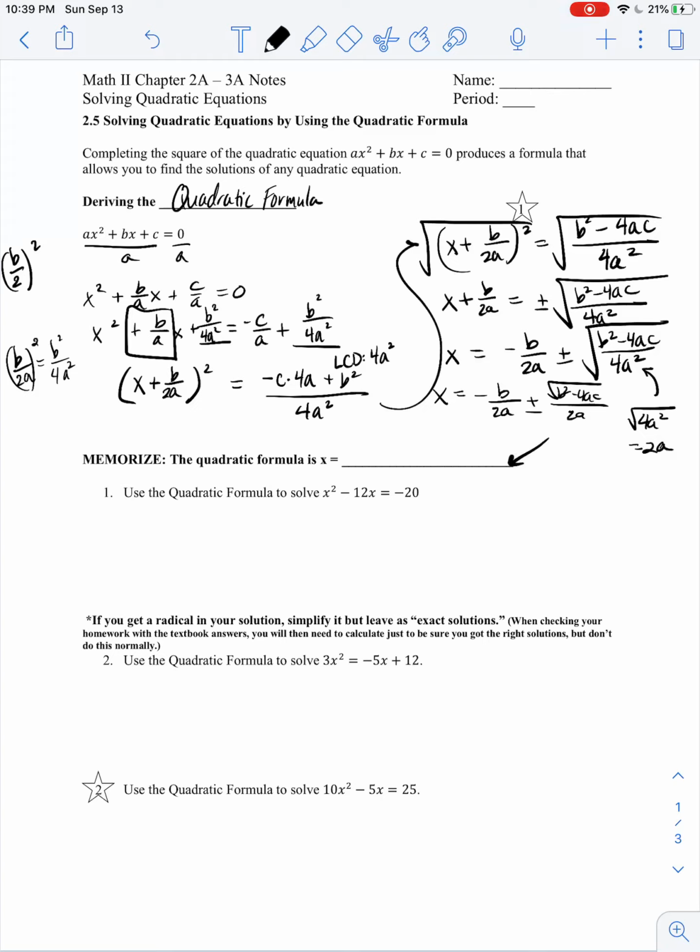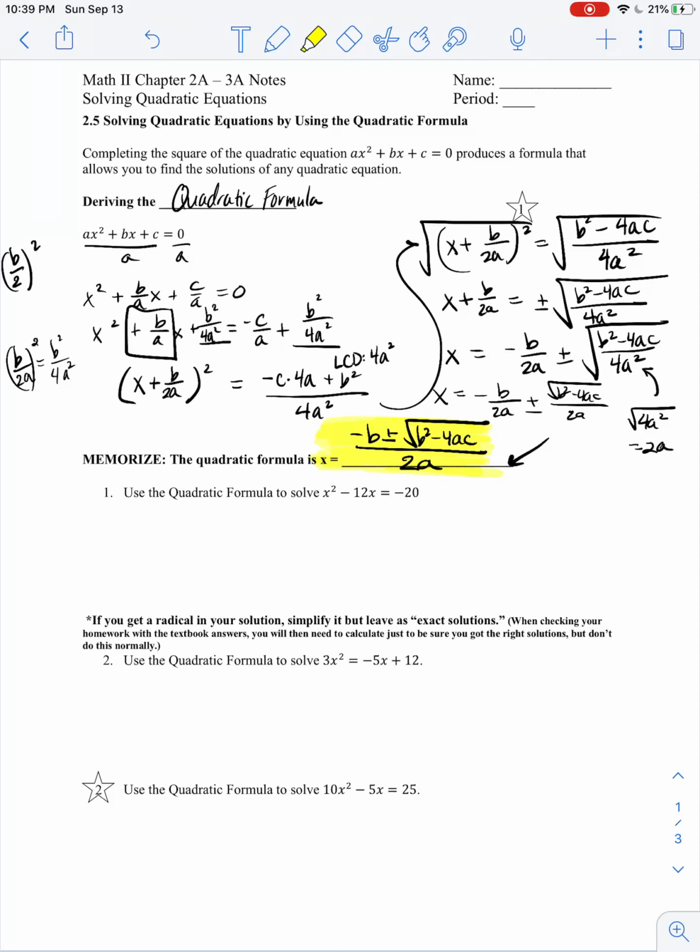So notice that both of those denominators are the same, so we can actually write this as negative b plus or minus the square root of b squared minus 4ac all over 2a. So all the terms are over 2a. So this right here is the quadratic formula, and you should memorize it. Although you get to use notes and everything on the test, you will need to have it memorized for next year. So might as well get started on that.